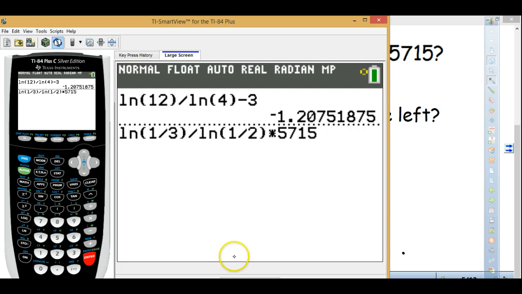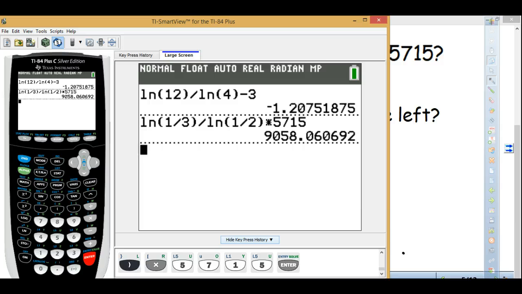Okay, so we end up getting 9,058.060 years.